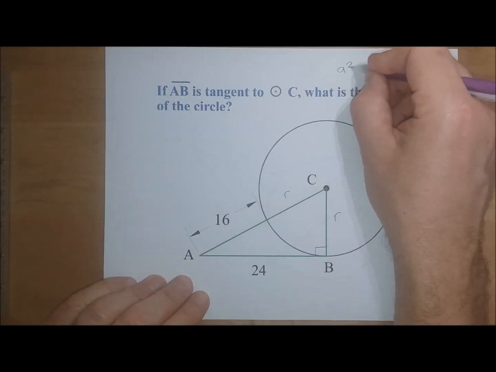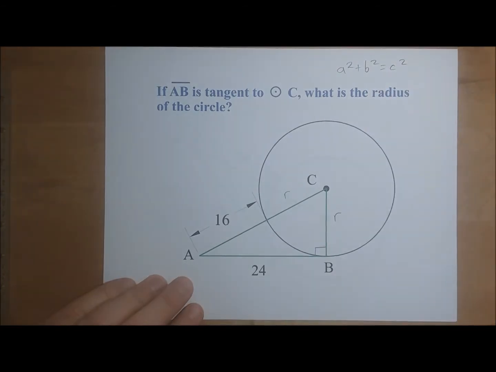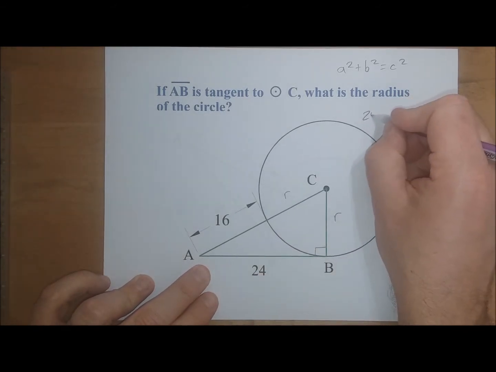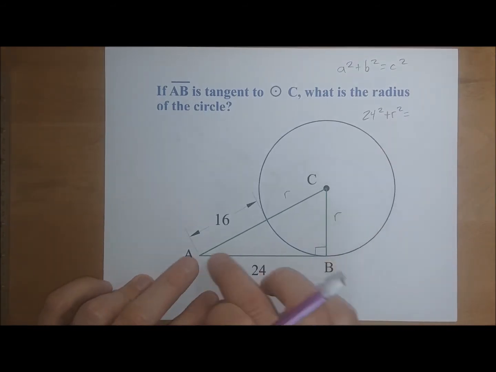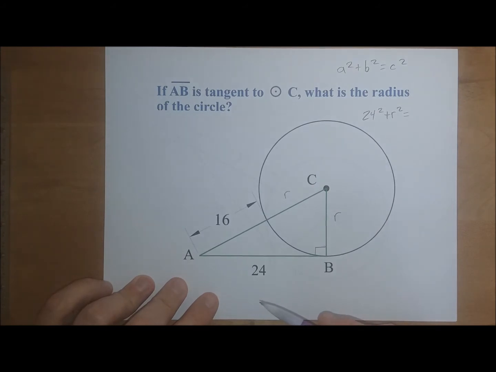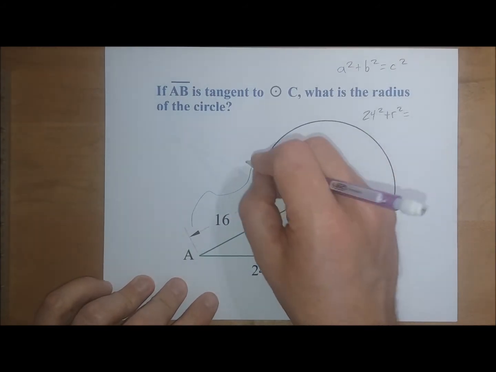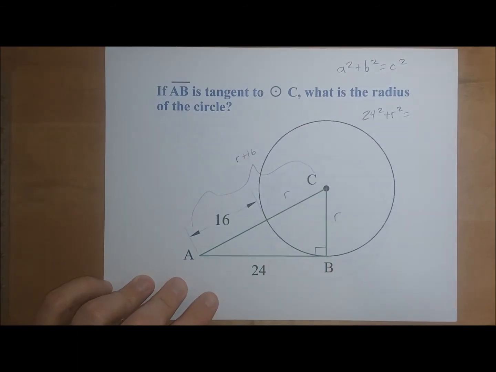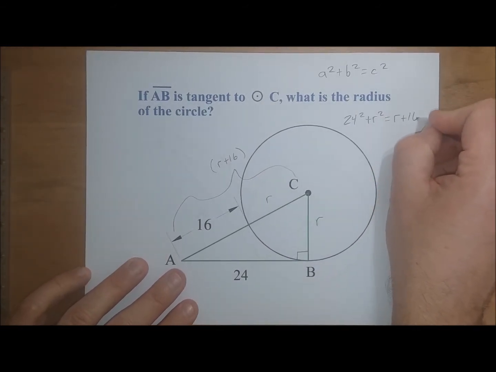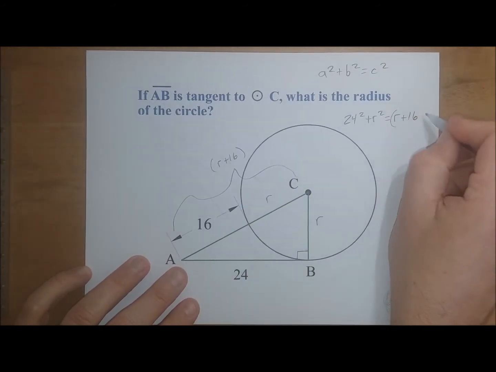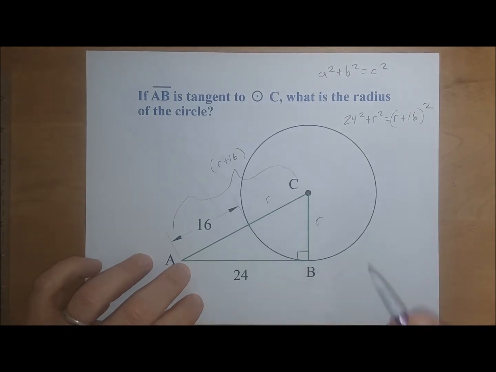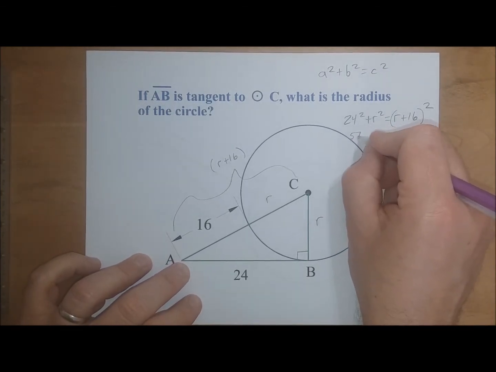So the Pythagorean theorem works, right? Could we try that? Let's see if 24 squared plus R squared, if this is a right triangle, must equal... how long is this side AC? This whole side is R plus 16. So this is going to equal (R plus 16) squared. And this is where you want to watch out for the classic blunder. I gave you a hint by putting in the grouping symbols. 24 squared gives us 576.